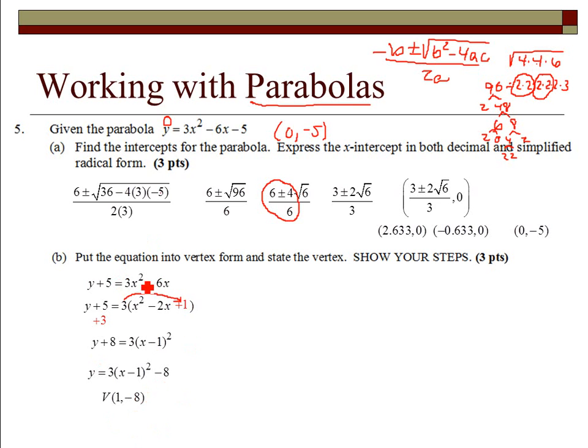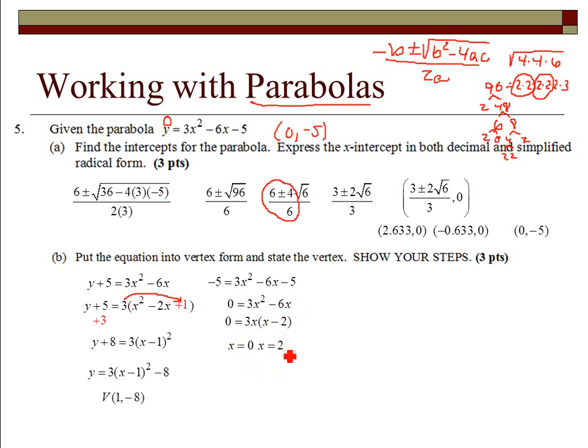Now, if you can't do this kind of steps, there's another option. Take the equation we have here and let it equal the y-intercept. Then I'll add 5 to both sides. So I got 0 equals 3x squared minus 6x. I can factor out 3x. I look for where the answers are here, which would be at x equals 0 and x equals 2.